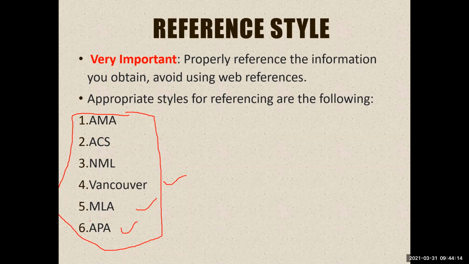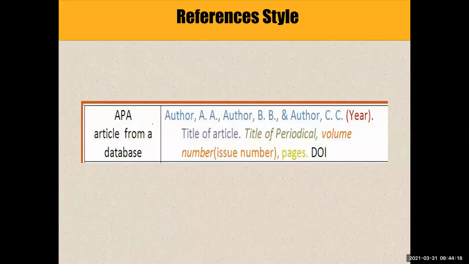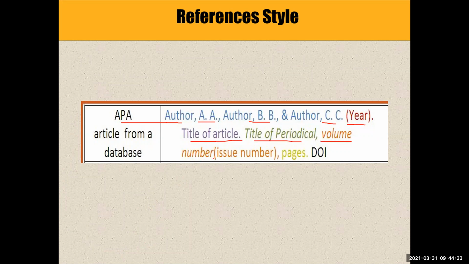For example, if you choose to use APA, right? So APA says that what? You write the author name first, right? Then whatever authors you have, A, B, and C. Then you write year in the bracket. Then you write title of the article, title of the periodical, what is the volume number from where you got the information, right? And then at the end you write the pages, and at the end you write the date of issue. This is the format for the APA.